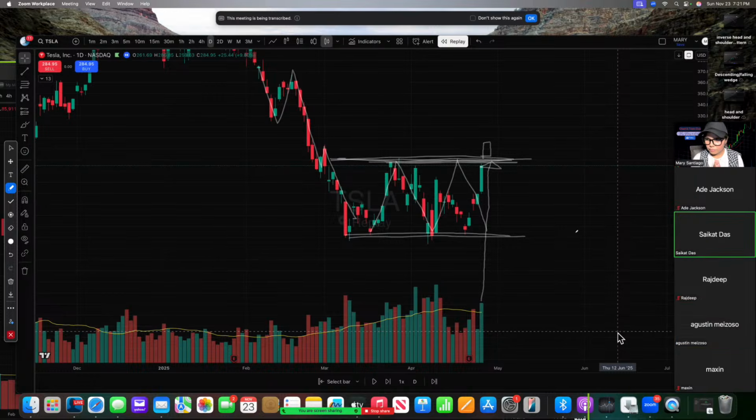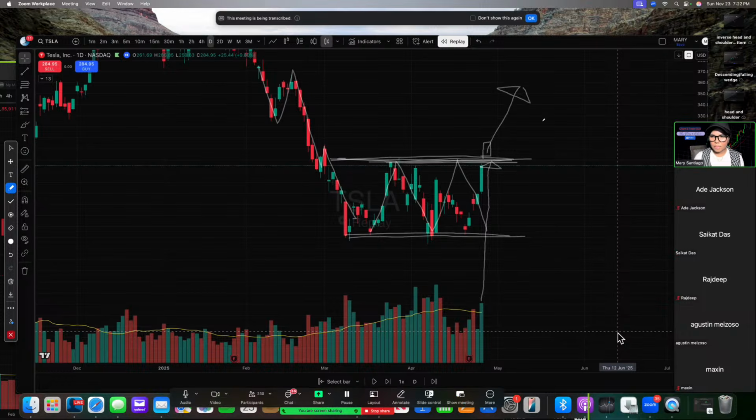I always have this problem with confirmation. Mary, can you explain how someone can confirm that this is a valid move? What is the confirmation when there are candles that break out of that range? What is one of the best ways to identify it? Volume. Very good, Maxine. Volume spike. If there's an increase in volume, there is a possible reversal to the upside. It means it's justifying that move to the upside.